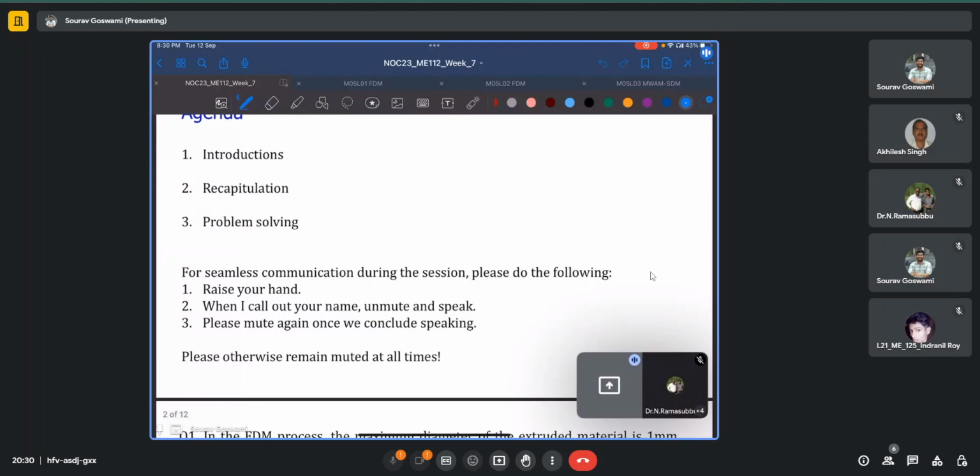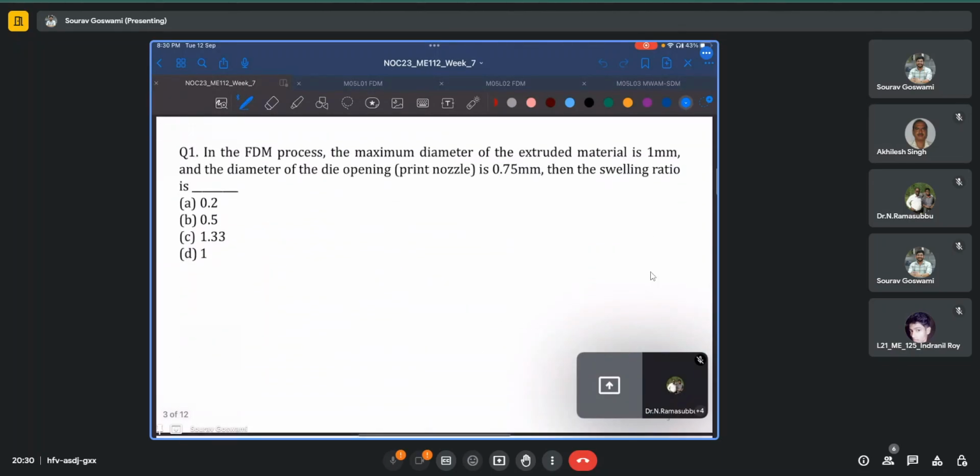So let us resume our session. The first question is related to the die swelling phenomenon, and it asks us that in an FDM process, the maximum diameter of the extruded material is 1 mm, and the diameter of the print nozzle is 0.75 mm. Then what is the swelling ratio?